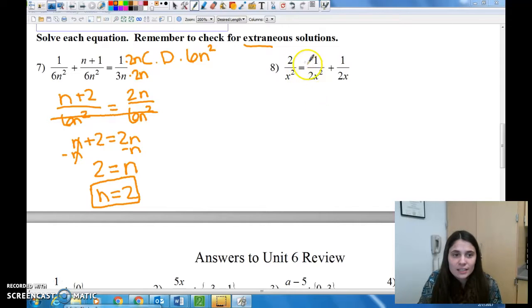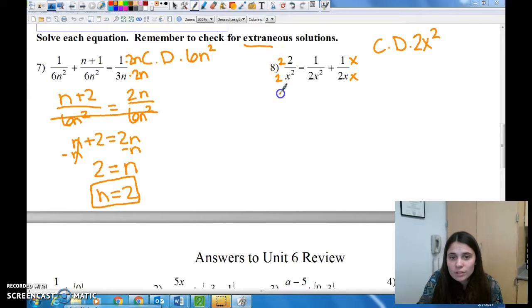This side, exact same thing as I did over here. I've got to find a common denominator for all three of these. So I know it's going to need an x squared, and it's going to need a 2, but it already has the x squared, it already has the 2, already has an x. So this is my common denominator. So this one's already good. This one's missing one of my x's, so I'm going to multiply by x over x. And then this side's missing the 2, so I'm going to multiply by 2 over 2.